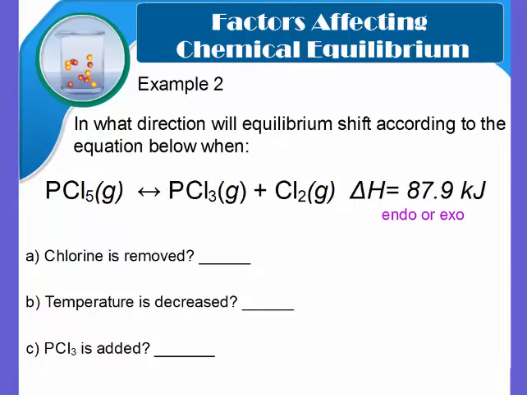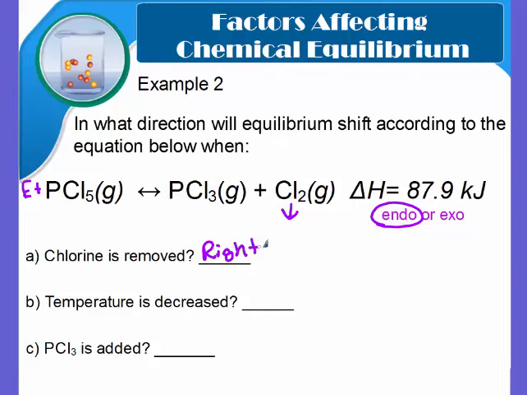First thing you should have done was decided if the reaction is endo or exo. It was endothermic, so we should have put energy as a reactant. When removing chlorine, it should have shifted to the right to make more chlorine up.